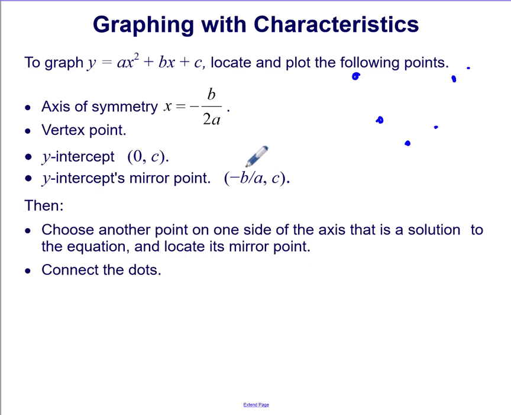The mirror point is going to be negative b over a, comma c, where the axis of symmetry is negative b over 2a. So make a note of that. So here we got 1, 2, 3 points. To get the other two, we're going to choose another point on one side of the axis that is a solution to the equation and locate its mirror point. So we pick one point here, locate its mirror point, and now we have 5 points, which is enough to graph a parabola. Then our final step will be to connect the dots.